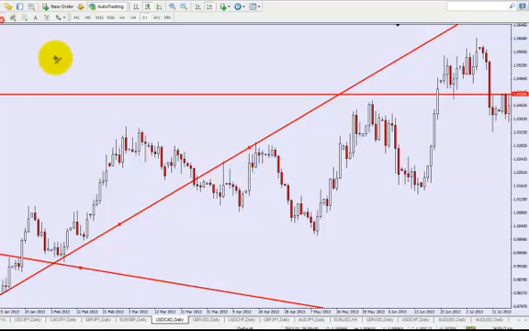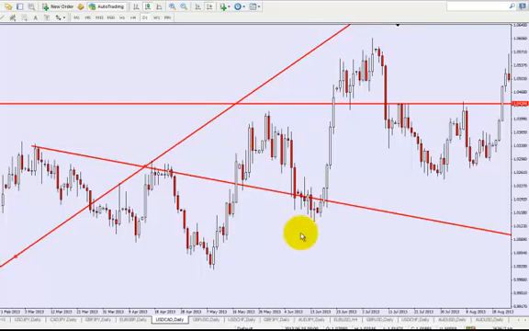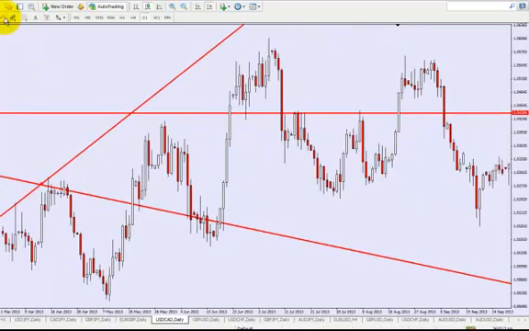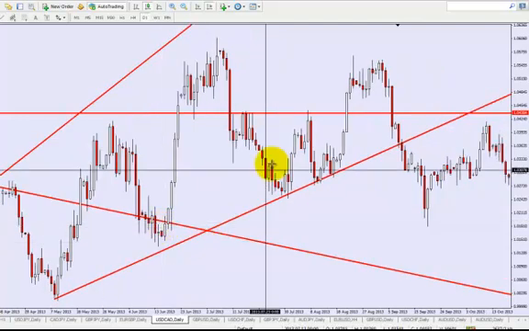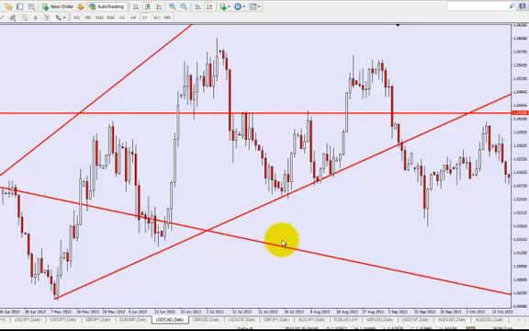Then it started to trade with this trend line right here. Okay, so you can see it's starting to trend upwards, and the bounce trade is very valid right here. I mean, you have multiple bounce trades that you could have taken advantage of.